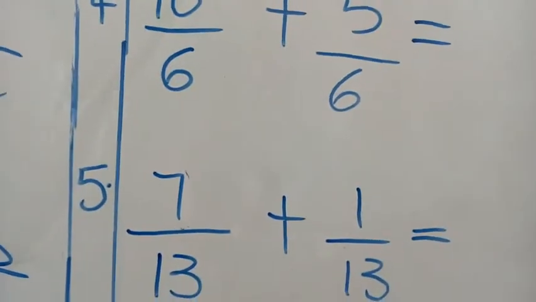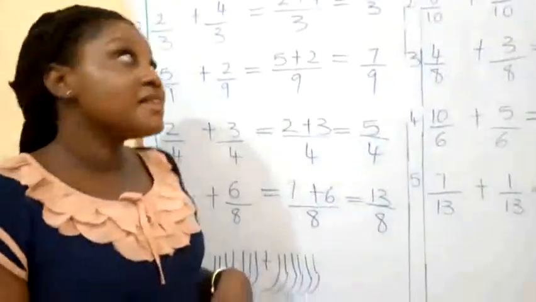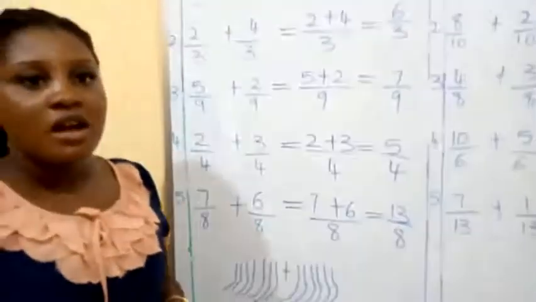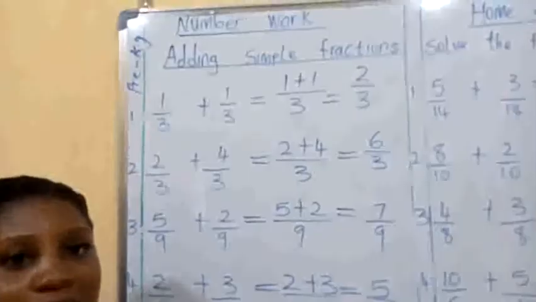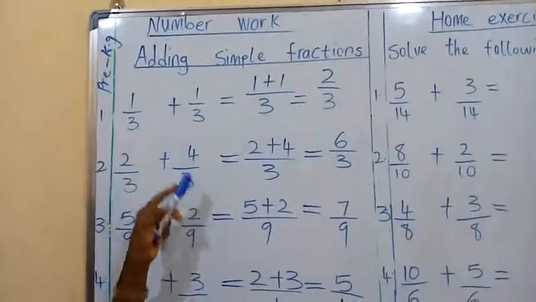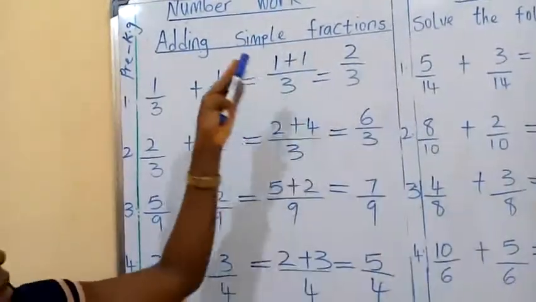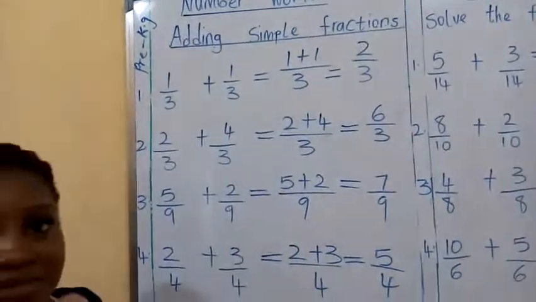Okay. So this is it. Adding simple fractions. So we have added simple fractions, and it is on the board. Make sure you arrange them like this. This is the method for solving that. Make sure it is arranged like this.